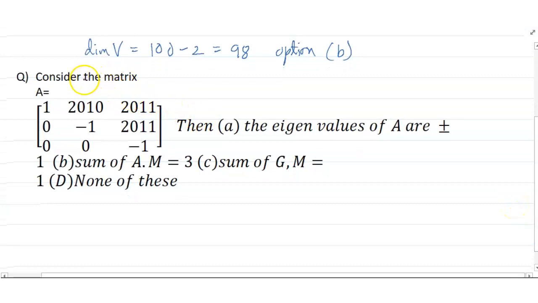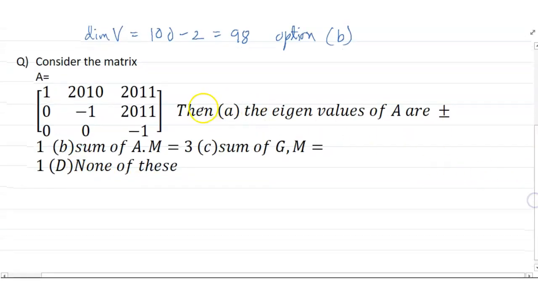Next question is: consider the matrix A is equal to 1, 2010, 2011; 0, minus 1, 2011; and 0, 0, minus 1. Then the eigenvalues of A are plus minus 1, sum of AM is equal to 3, sum of GM is equal to 3, none of these. So friends, how can we solve this problem? This is my option. This is the MCQ problem.